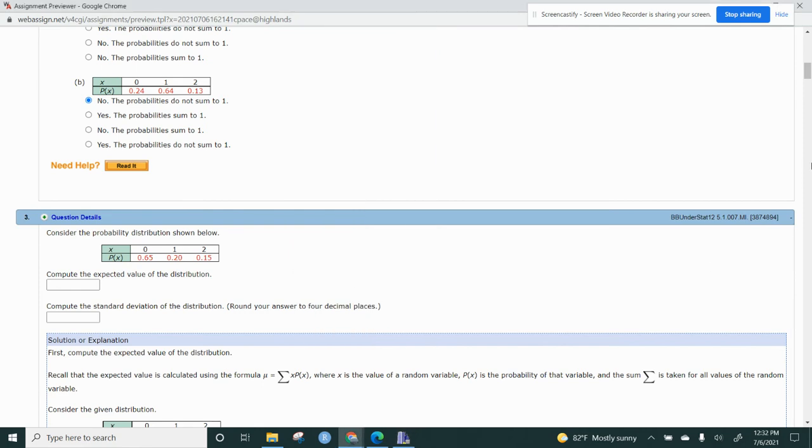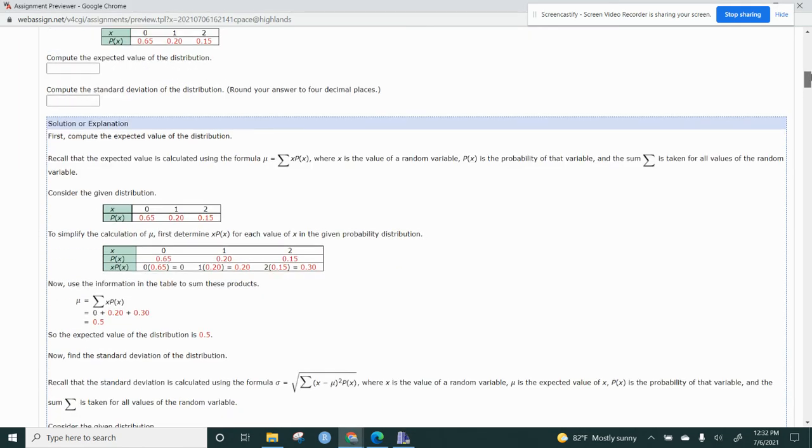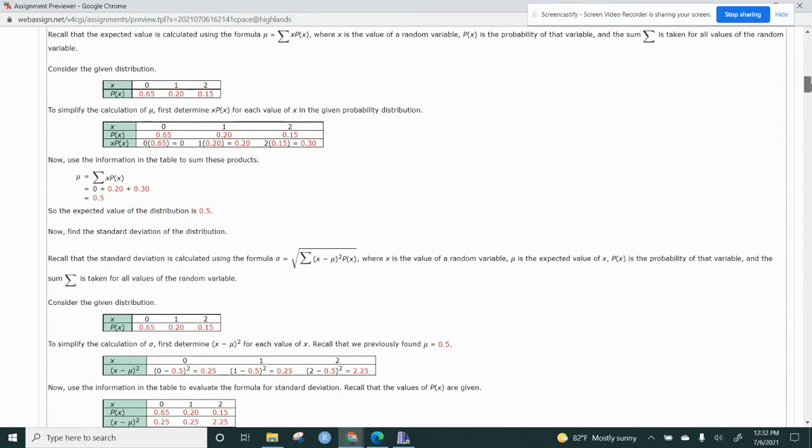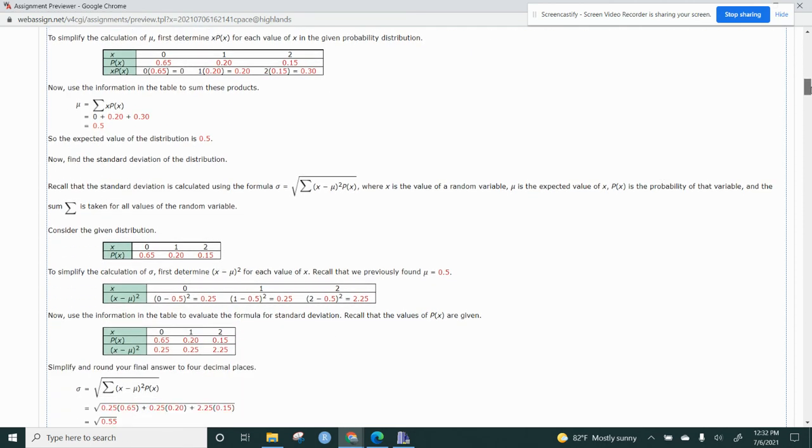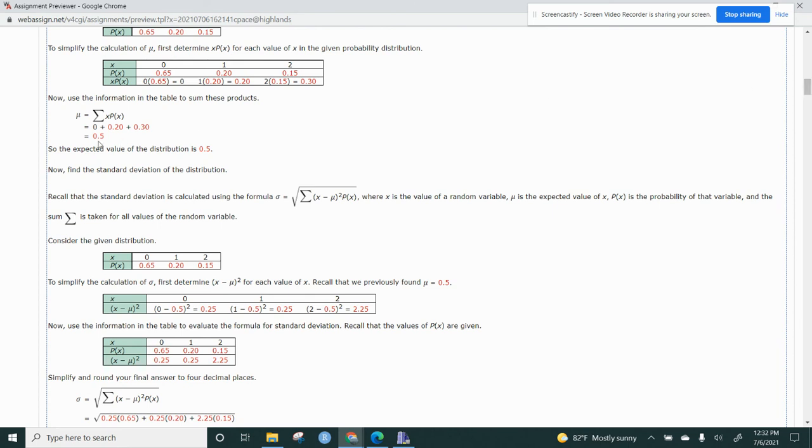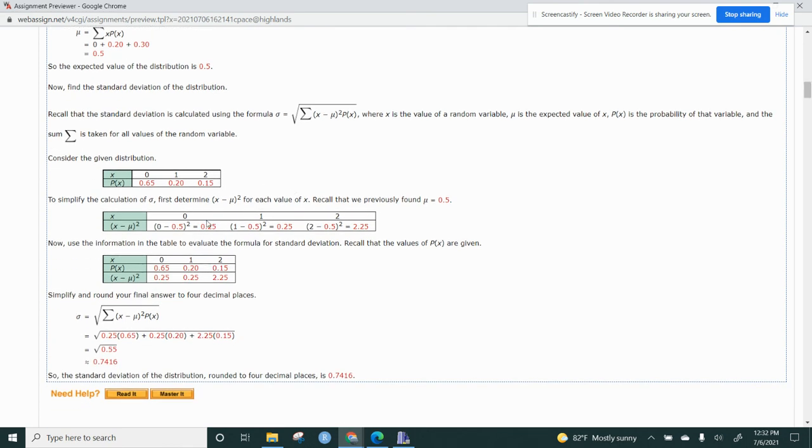Okay. And then if you go down here, it shows you how to do it. I just did that in the calculator right here, and all they did is what I did, just made a little bit easier to understand. And then here's how to do the standard deviation. Remember, you take your expected value, subtract each X from it, and then square it. And then you just keep going and doing all the steps together. I would follow these steps.